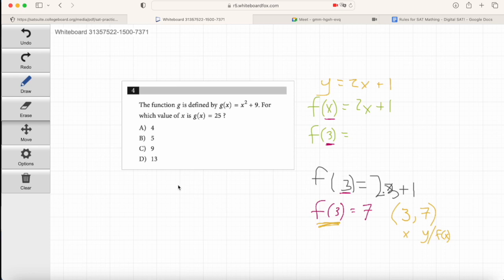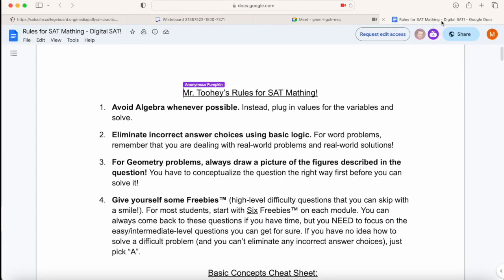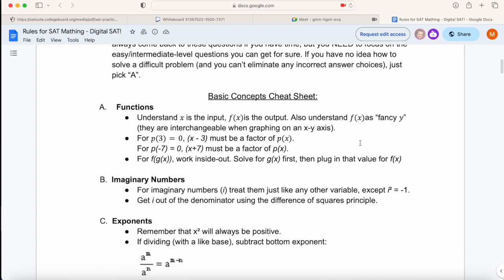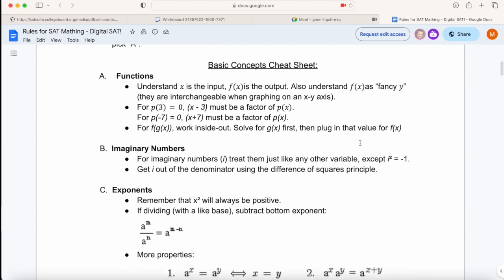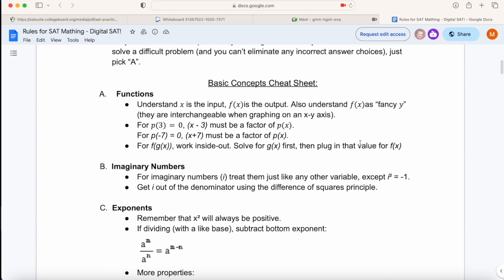I do want to go to the rules real quick, and I want to point this out. I do have a section here on functions that's worth checking out. So let's check out the rules. And this is basic concept A, functions. It's one of the most commonly tested concepts on the SAT. Do you have that rules document in front of you at the moment? Yeah. Okay. I want you to read that first bullet point on functions. Go ahead and read that first bullet point, please.